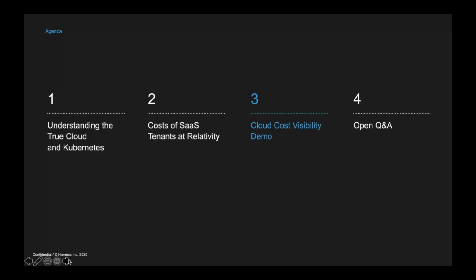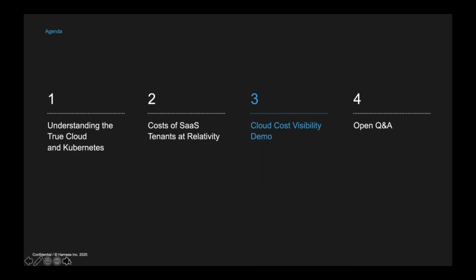So what are we going to be talking about today? We're going to be talking about understanding the true cloud in Kubernetes. So what does that actually mean? Well, your infrastructure has to run somewhere. There's no such thing as a free Kubernetes. It's open source, but it does take a lot of expertise. It does take infrastructure. And this is what Corey's going to be walking us through today, and also the cost of SaaS tenants at Relativity.